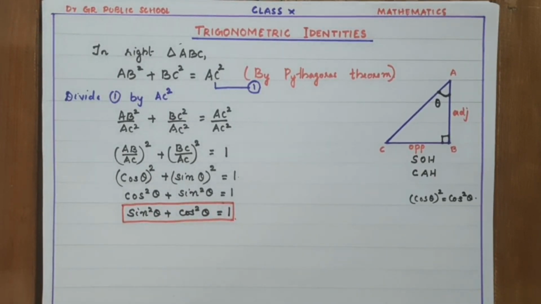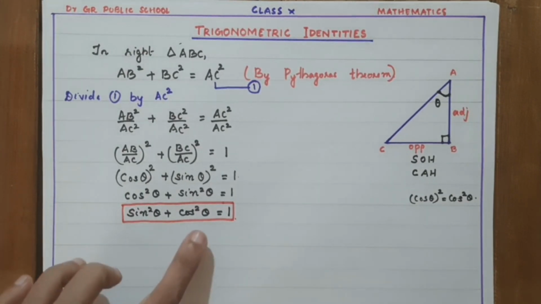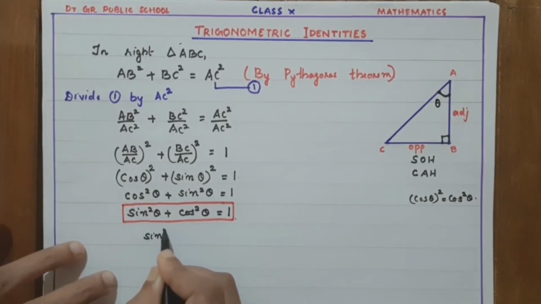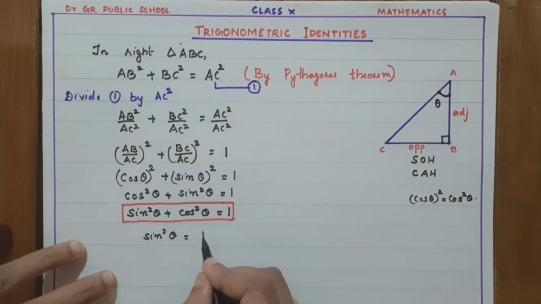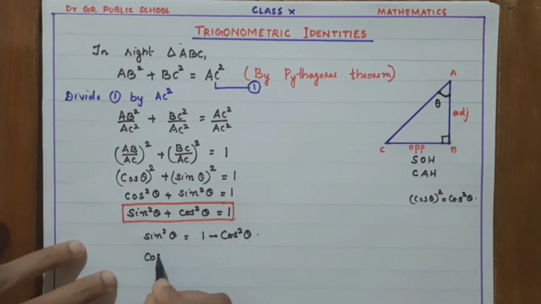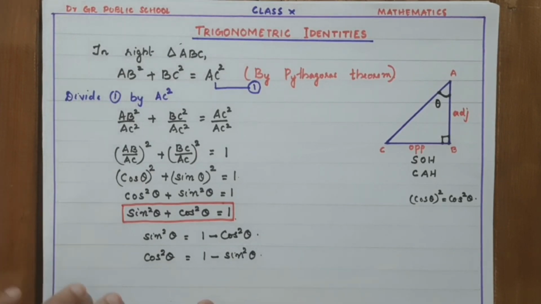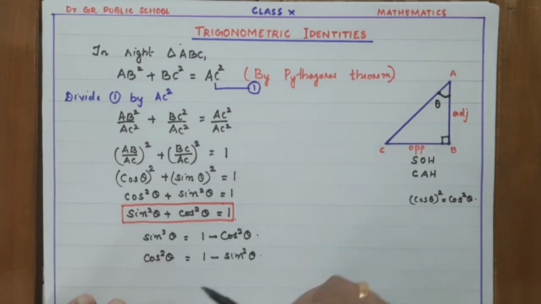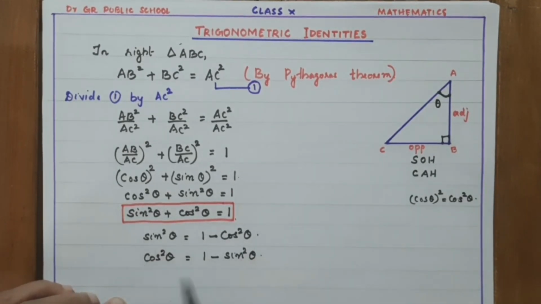Okay, children. So from this we can say what is sine square theta and what is cos square theta. What is sine square theta? Sine square theta equal to 1 minus cos square theta, isn't it? And what is cos square theta? Cos square theta equal to 1 minus sine square theta. Okay. So this you have to apply in further questions. Remaining topics you have to apply this.